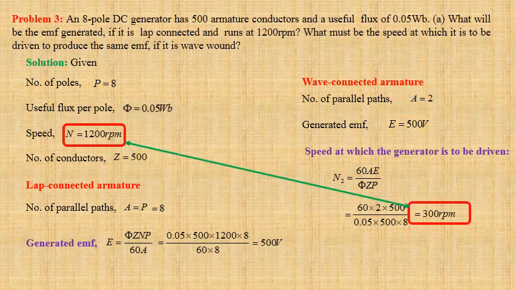If we compare both the cases, we can conclude that to obtain the same amount of generated EMF, the wave-connected armature is to be rotated at 1/4 of the speed at which the lap-connected armature has been rotated.